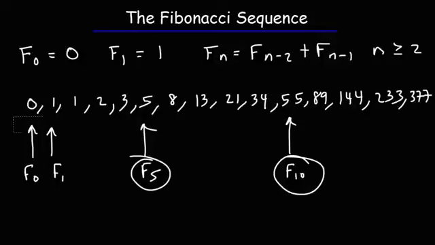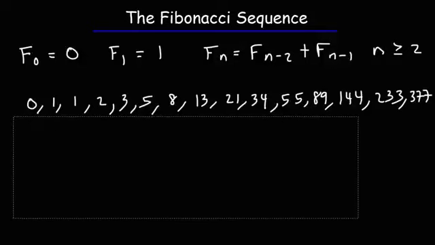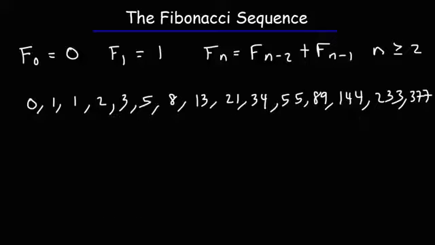But now let's talk more about the Fibonacci sequence and the golden ratio. You might be wondering, what is the golden ratio? The golden ratio is the limit of the ratios of successive terms in the Fibonacci sequence. So if we take the third term and divide it by the second term, that is 1 divided by 1, we're going to get 1.